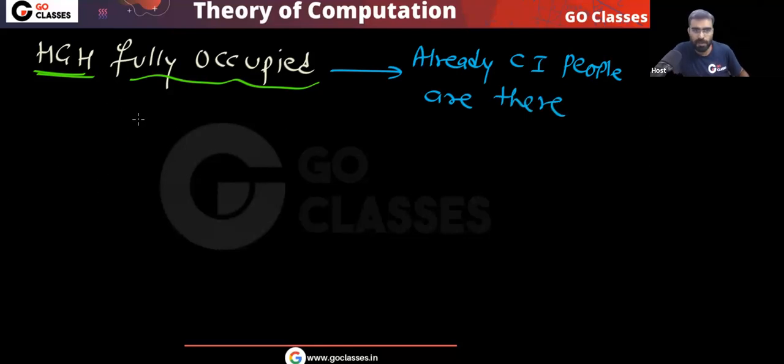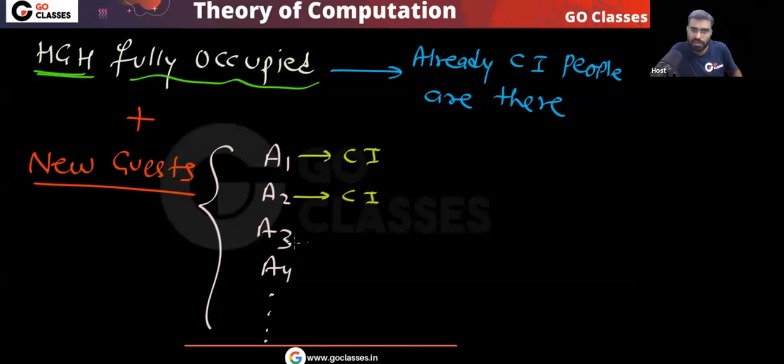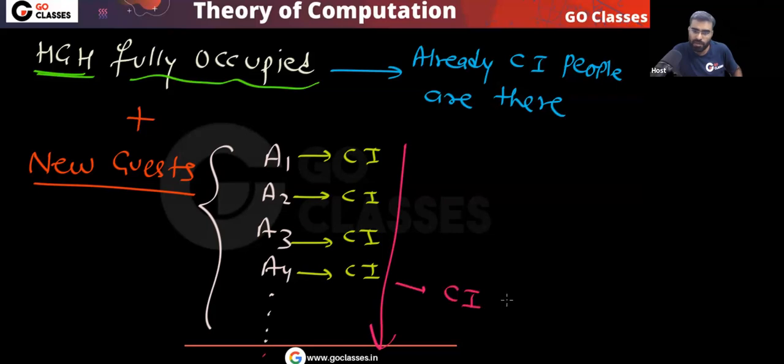Now plus new guests are coming. How many new guests are coming? These are the new guests: set A1, set A2, set A3, set A4, and so on. Remember, each is countable infinite, and in total you have a countable infinite number of buses.